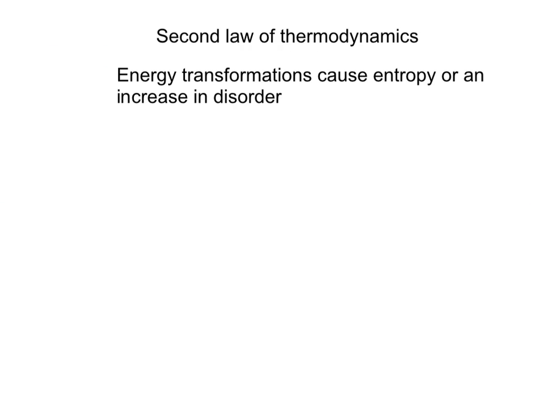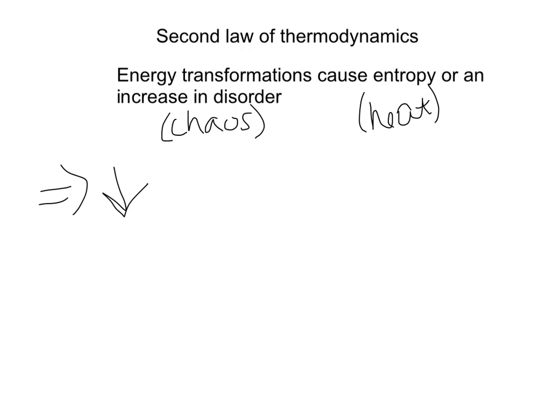So our second law of thermodynamics states that energy transformations cause entropy or heat, or an increase in disorder or chaos. And when we have this increase in disorder or this increase in chaos, it actually results in a decrease in the energy available to do work.